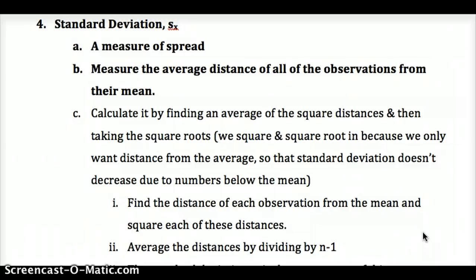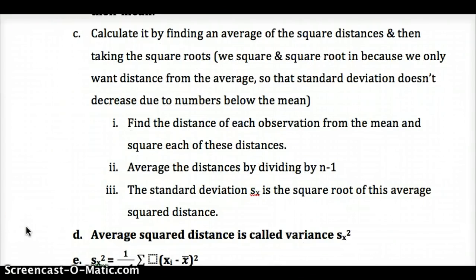And then to account for some observations being less than the mean and some being greater, we're just concerned about their distance, not whether they're smaller or greater, just how spread out around the mean they are. We square them, you add them up, and we take the square root. And then finally we divide by n minus 1.